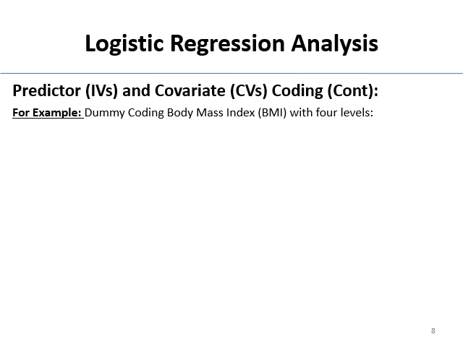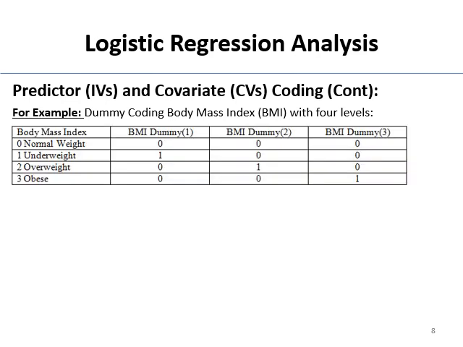So let's do an example of BMI with 4 levels, dummy coding. Here we have 0, 1, 2, 3, so it's actually 4 levels of BMI. And SPSS has created BMI Dummy 1, BMI Dummy 2, and BMI Dummy 3.